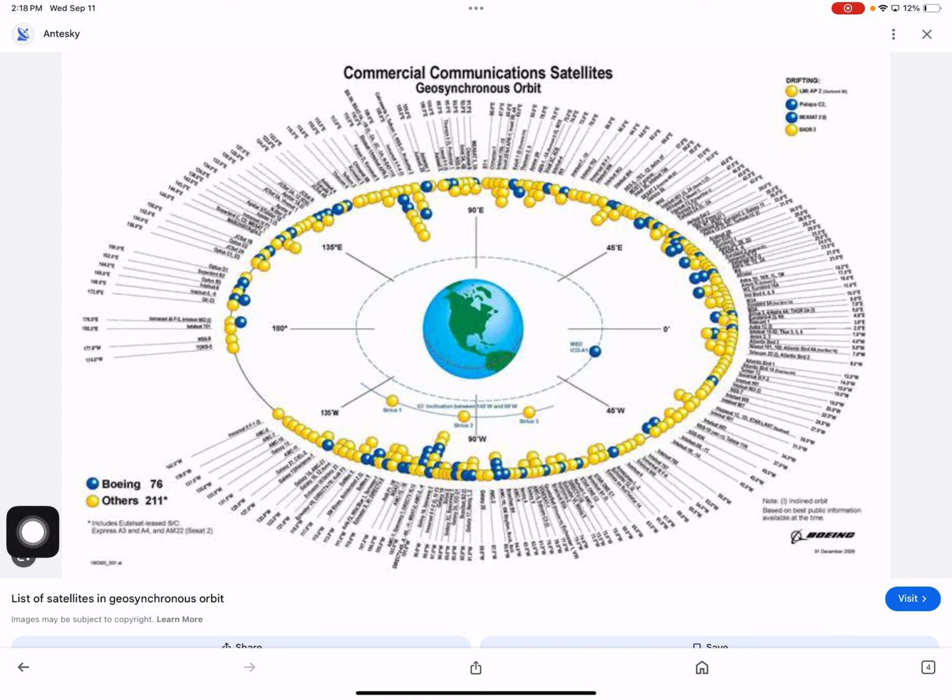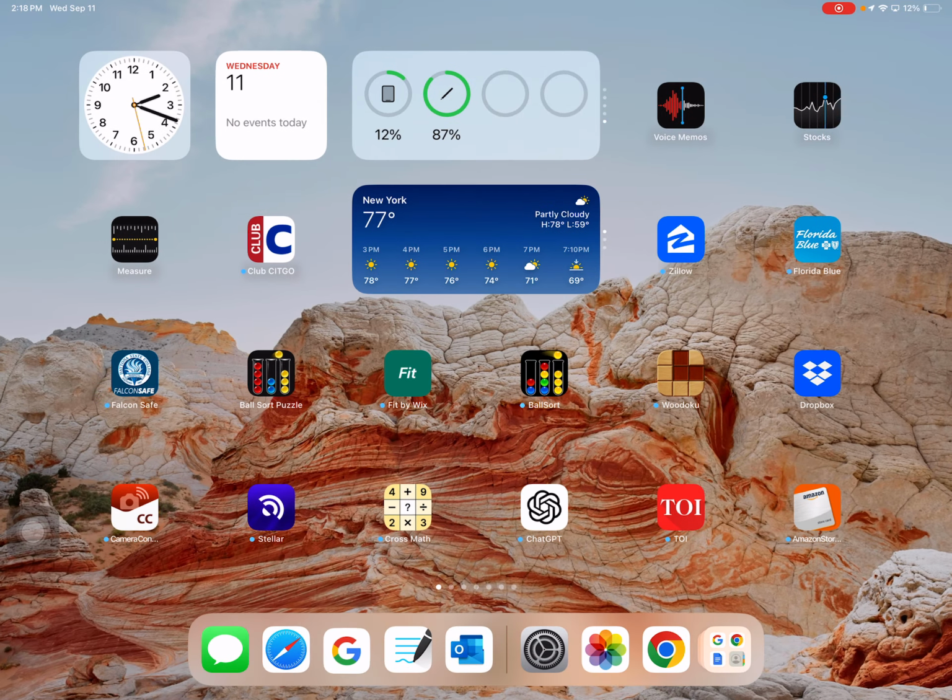Falcon Heavy can launch a geosynchronous satellite. I don't think Falcon 9 can do it.